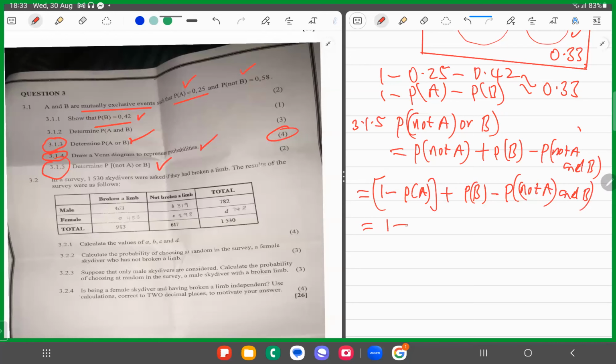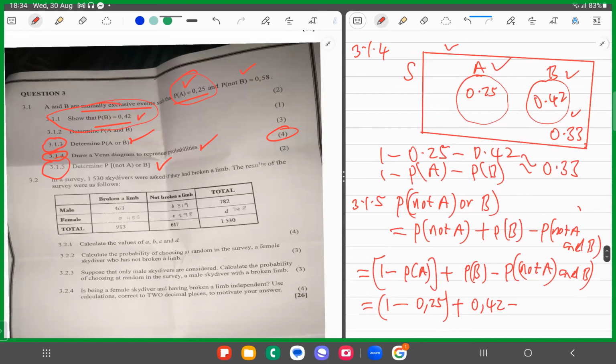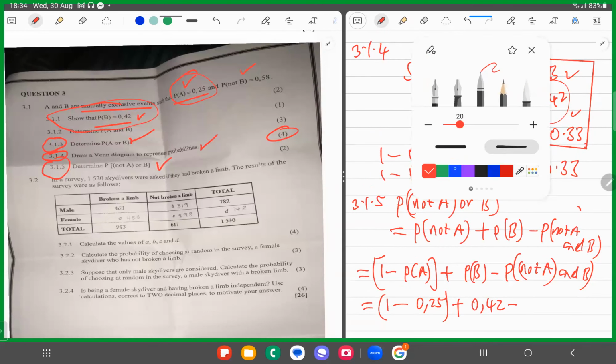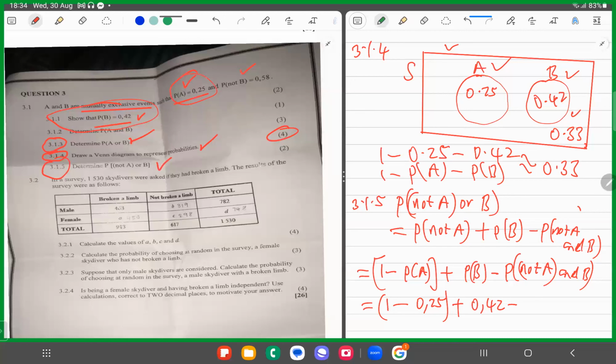So what is 1 minus the probability of A? It is 1 minus 0.25, because the probability of A is 0.25. What is the probability of B? We've already seen in 3.1.1 it is 0.42. What is the probability of not A and B? Let's look at this one. You can just make use of the Venn diagram, and you can do this in many ways.